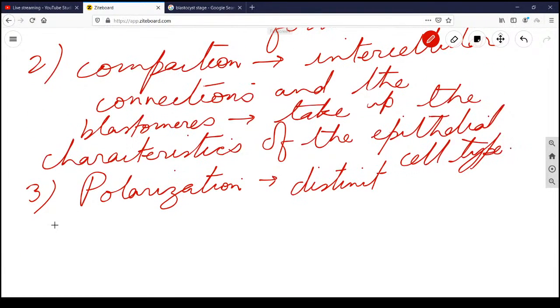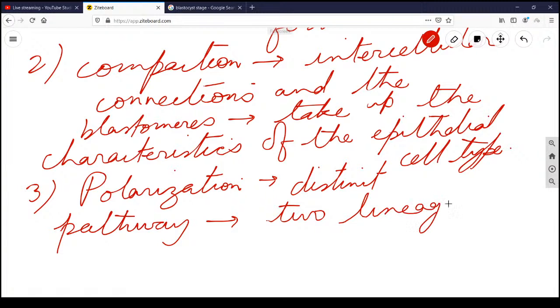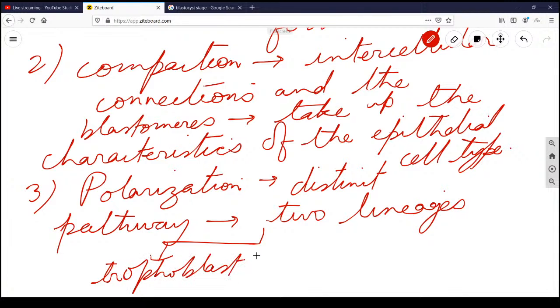Distinct pathway pertaining to two lineages, means cell types, forming trophoblast, the outer epithelial cell layer, and inner cell mass, the inner cell layer. That is known as polarization, and then only your vegetal pole and animal pole, or your embryonic and abembryonic pole, will be commencing to produce.